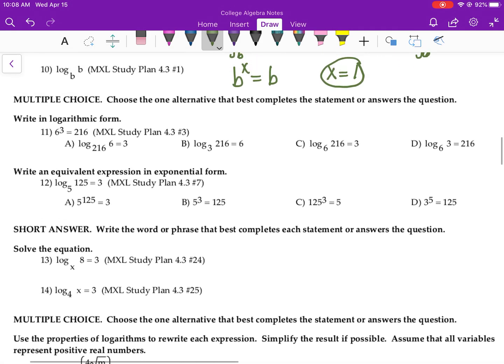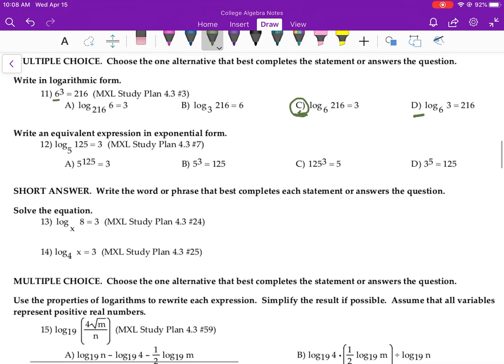Number 11, write this in log form. So I know that my base is 6. So that's either choice C or D. The exponent is what the logarithm equals, so I'm going to go with choice C. And then on this one, I know my base is 5, my exponent is 3, so I'm going to go with choice B.